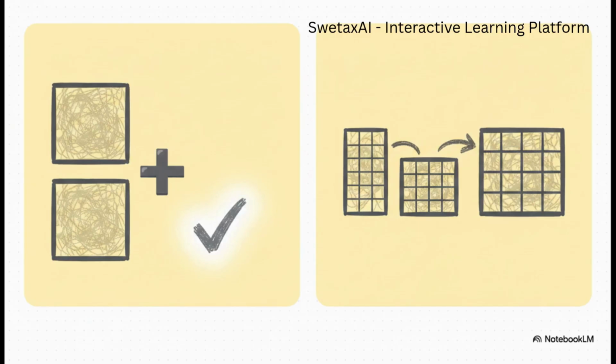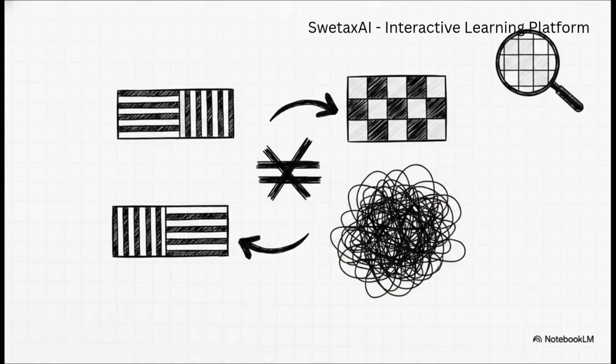For matrix A to successfully multiply with matrix B, the number of columns in matrix A absolutely must equal the number of rows in matrix B. So when you multiply an M by N matrix with an N by P matrix, those inner N dimensions effectively cancel each other out, and your brand new resulting matrix takes the shape of the outer dimensions, which is M by P.